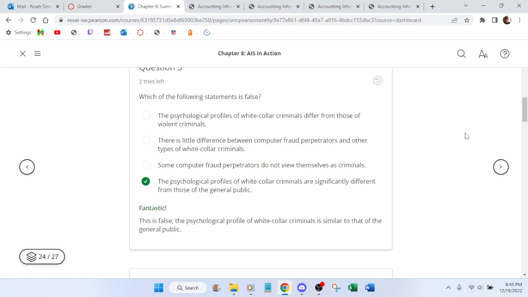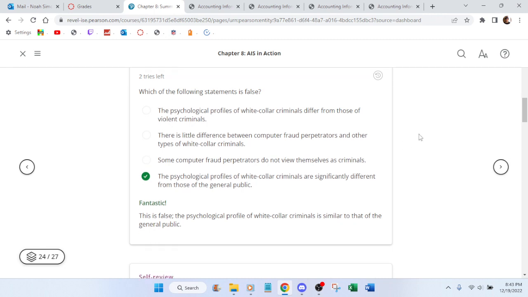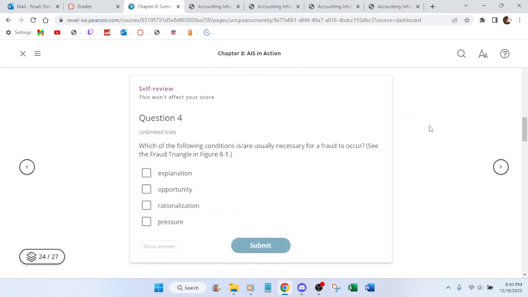There is little difference between computer fraud perpetrators and other types of white-collar criminals. Some computer fraud perpetrators do not view themselves as criminals. The psychological profile of white-collar criminals is similar to that of the general public. Which of the following conditions are usually necessary for fraud to occur? Opportunity, rationalization, and pressure.